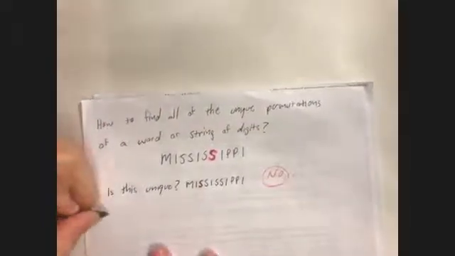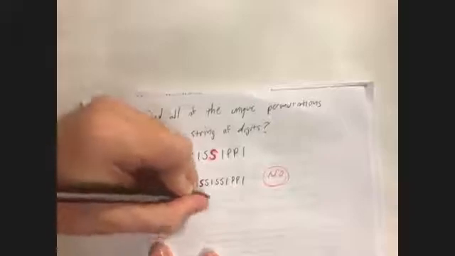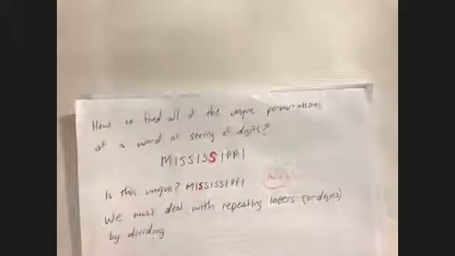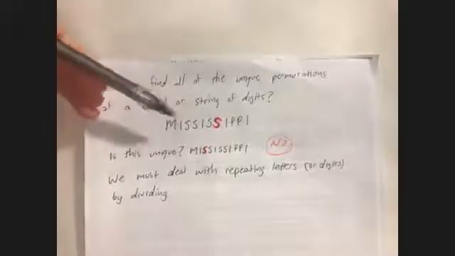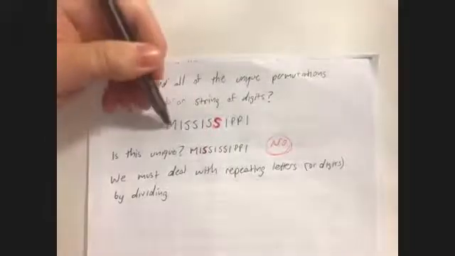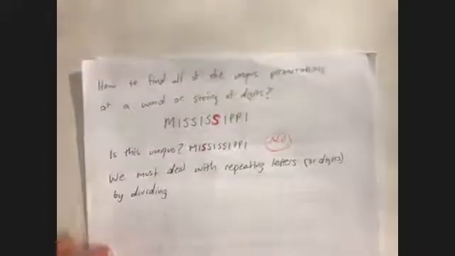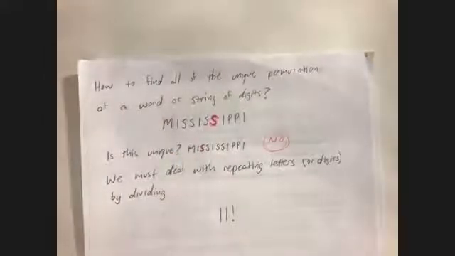So we must deal with repeating letters or digits or things by dividing. Here's what I need. In order to work this problem, I will count up all of the letters. 1, 2, 3, 4, 5, 6, 7, 8, 9, 10, 11. There are 11 letters in this word. So 11 factorial.